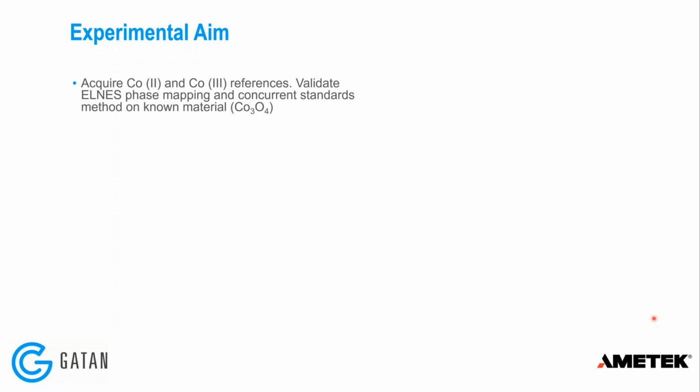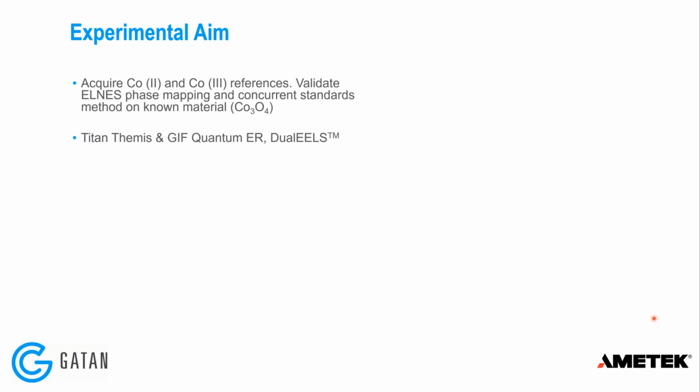So the experimental aims are to first acquire cobalt-2 and cobalt-3 references. We want to validate the ELNES phase mapping and concurrent standards method on a known material. The known material is Co3O4, a mixed valence cobalt oxide.